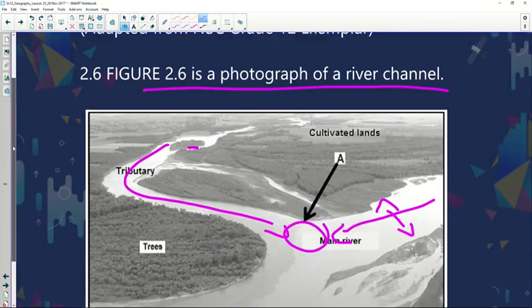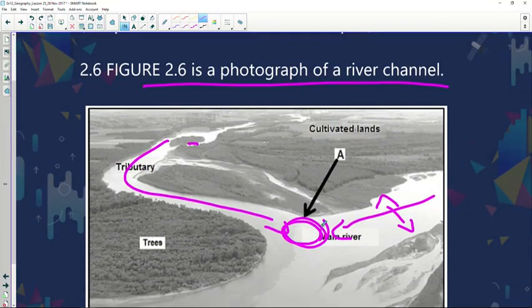Let's continue with question 2.6.3. In the previous question, we discussed the confluence of a river. This is where two rivers join, where the tributary joins the main river, and it's likely for the area to experience flooding over there. So if we go back to our diagram, we looked at confluence taking place over there.